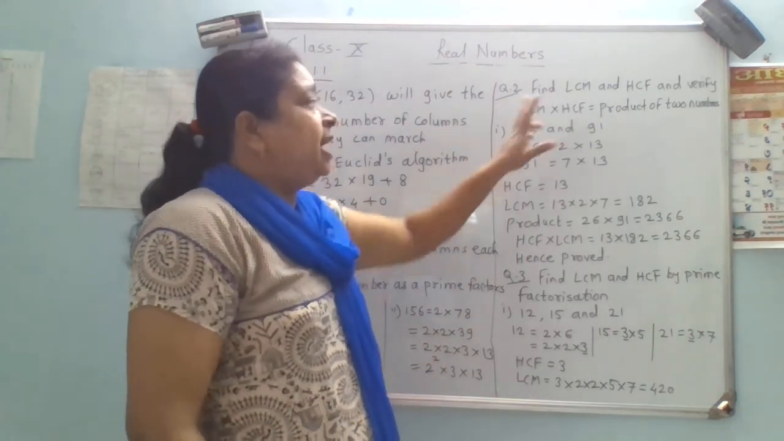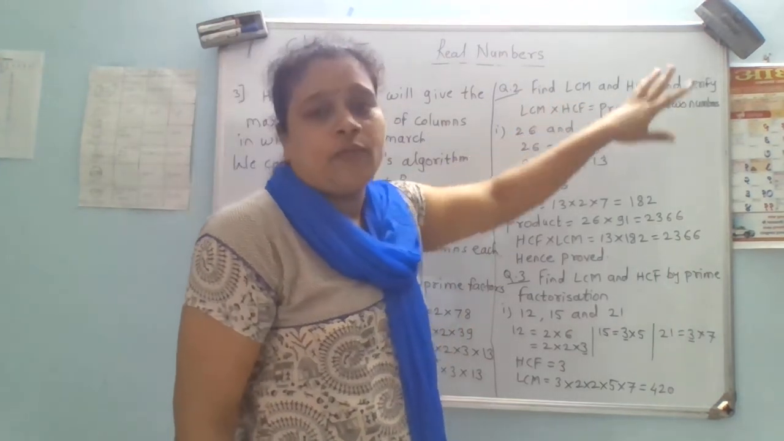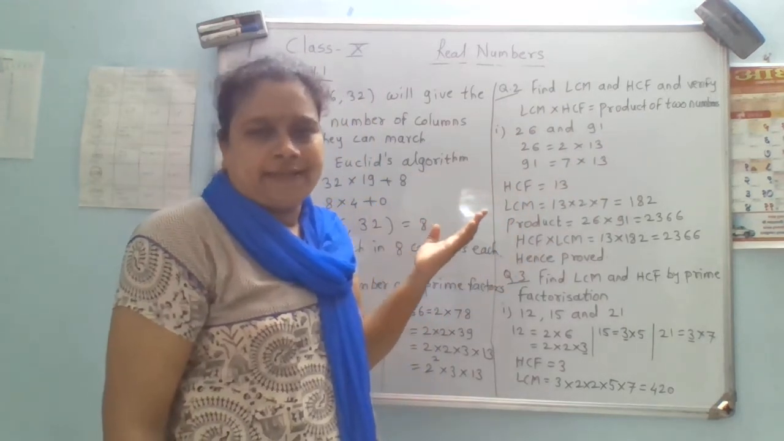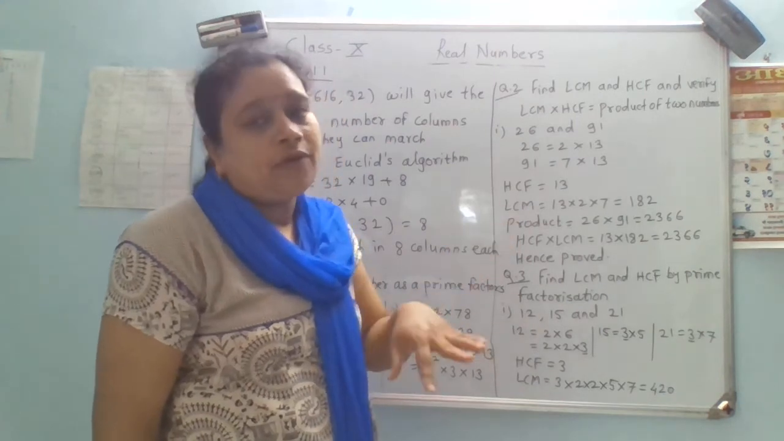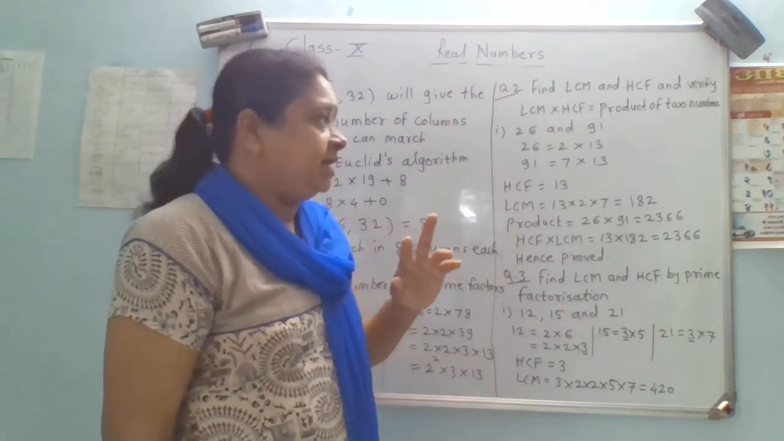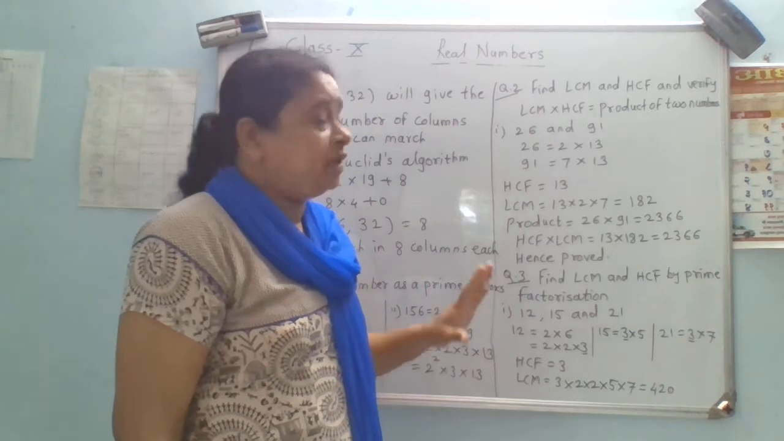The relation is: LCM into HCF is equal to the product of two numbers. Whatever the LCM of the given numbers is, multiply it with the HCF of the given numbers, and it is equal to the product of the two given numbers. We'll have to verify this by using examples.